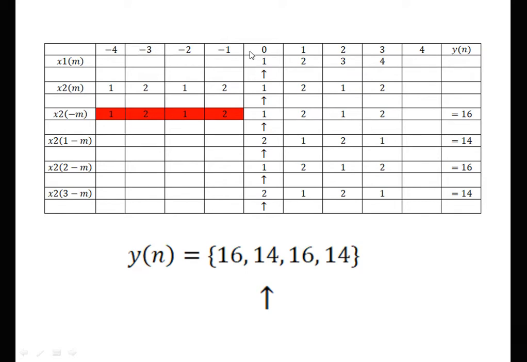Now the tabular method. This is y of n, that is the final answer. Now see, these are the locations 1, 2, 3, 4, minus 1, minus 2, minus 3, minus 4. First we require the x1 signal, which is fixed, and x2 is our moving one. Therefore x1 of m is 1, 2, 3, 4. This is our input signal. Now x2 of m: you write x2 of m continuously because the signal is periodic. So after that particular period it will repeat again the same. Therefore 1, 2, 1, 2.